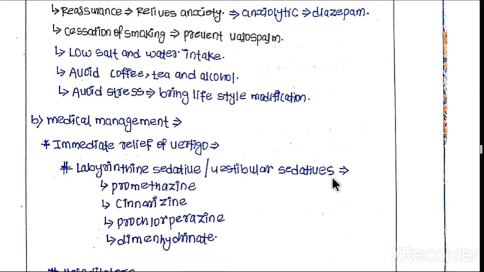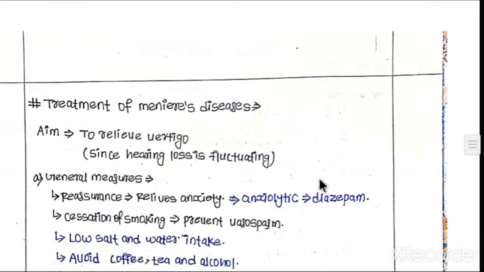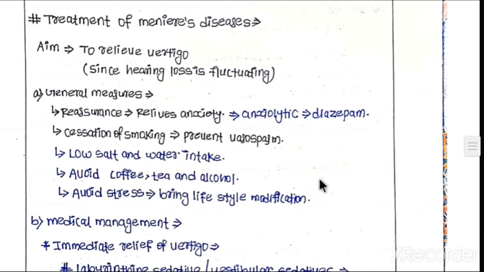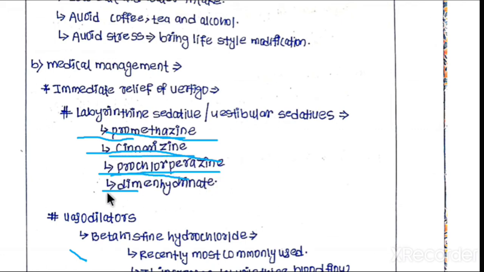Medical management. Since the aim of treatment of vertigo is to relieve the vertigo, we should immediately relieve the vertigo by using labyrinthine sedatives or vestibular sedatives. Some of the labyrinthine sedatives are promethazine, cinnarizine, prochlorperazine, dimenhydrinate.